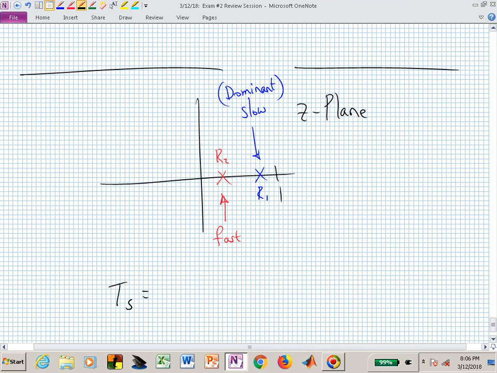Which one do you use? Which pole do you use to determine the settling time? R sub 1 or R sub 2? You use the one that's closest to 1, don't you, in magnitude? That's dominating, that's determining your settling time. So for T sub S, you want to use R1, the dominant or the slowest pole.